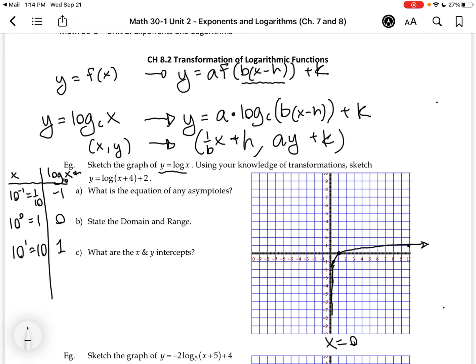We talked last class as well about the fact that logarithmic functions are inverses of exponential functions. So if an exponential function has a horizontal asymptote, a logarithmic function will have a vertical asymptote.